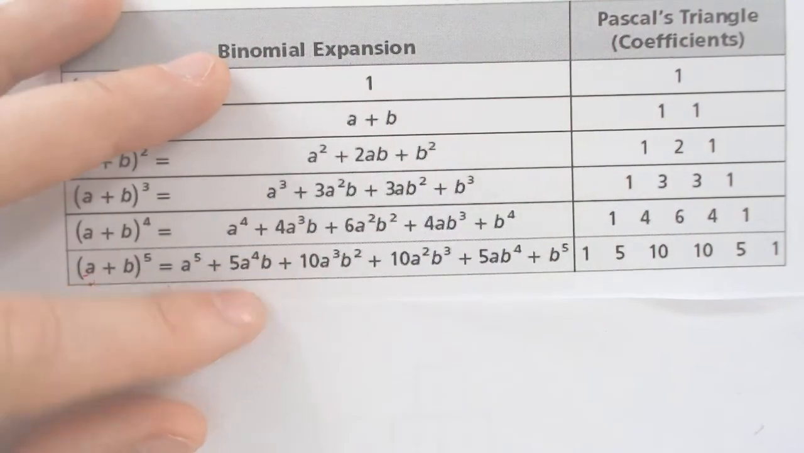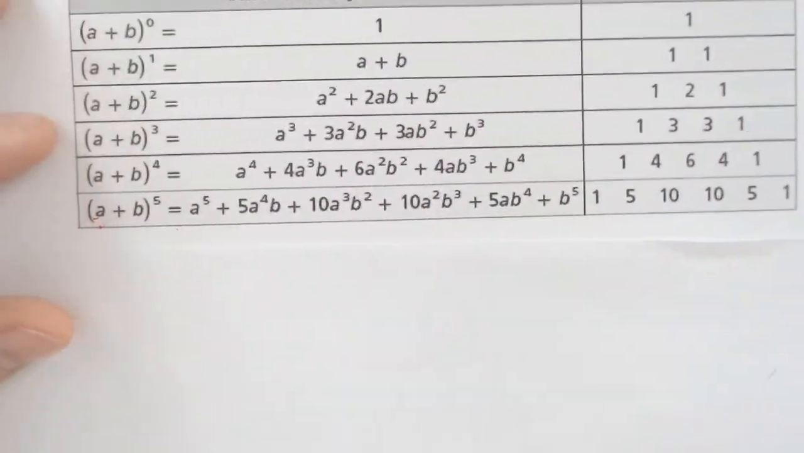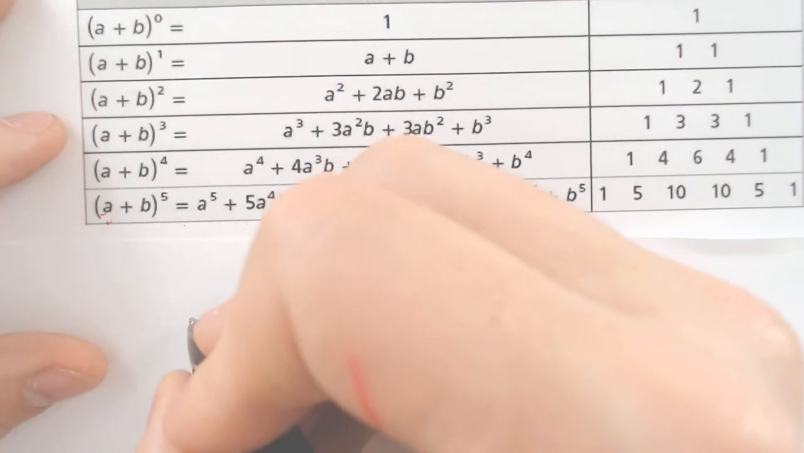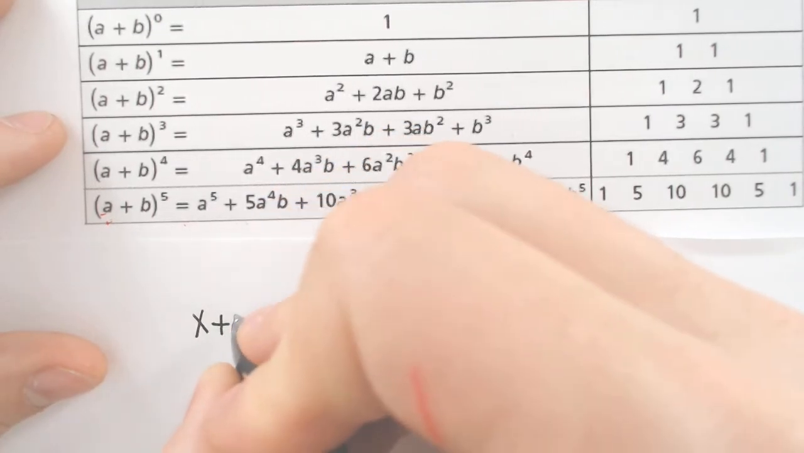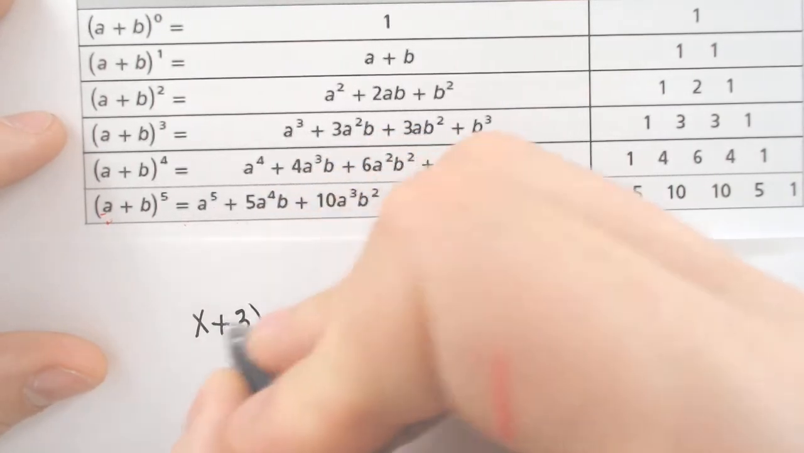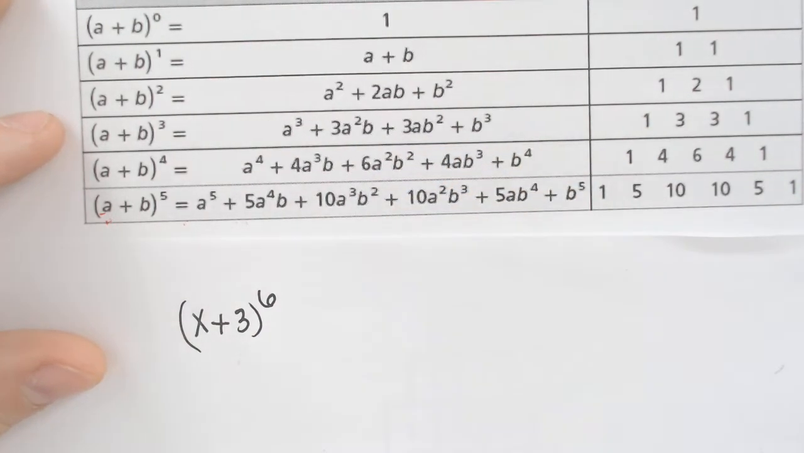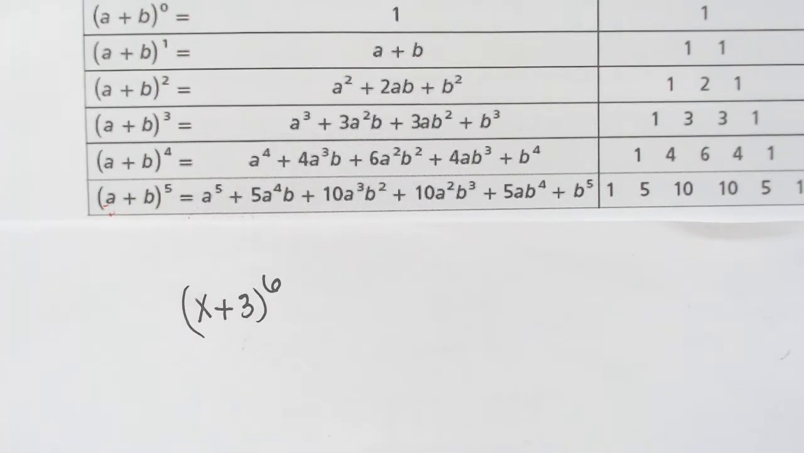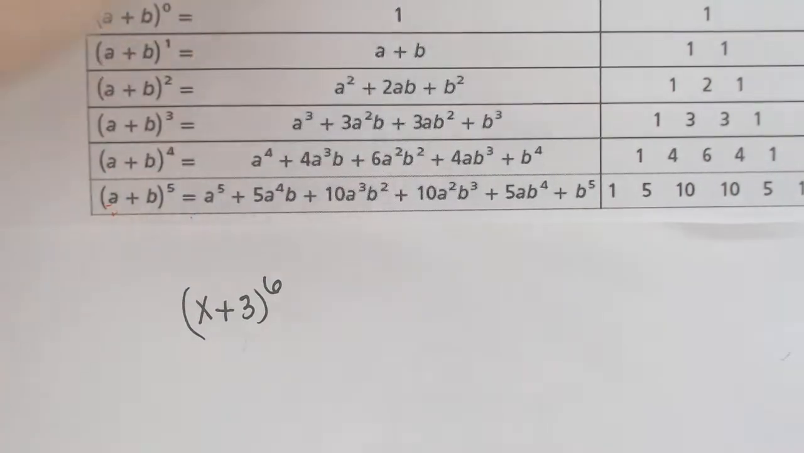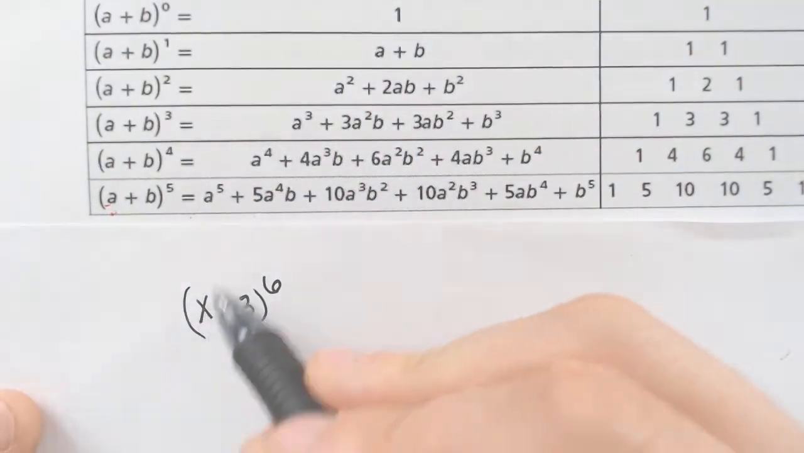Let's do x, because x is more friendly with what we're familiar with. Let's do x plus 3 to the 6th power. So if we had to do x plus 3 to the 6th power, first off, what I would do first is start with the obvious.